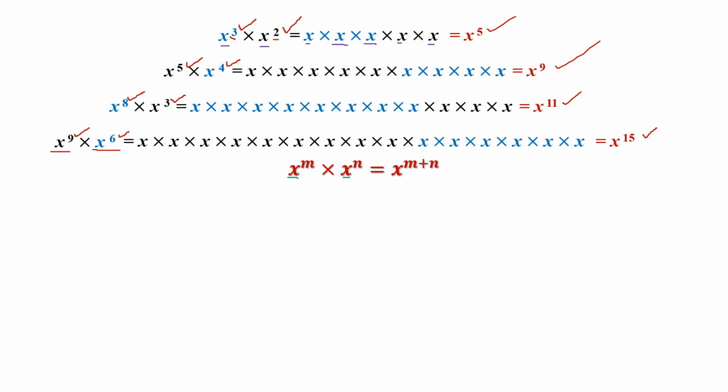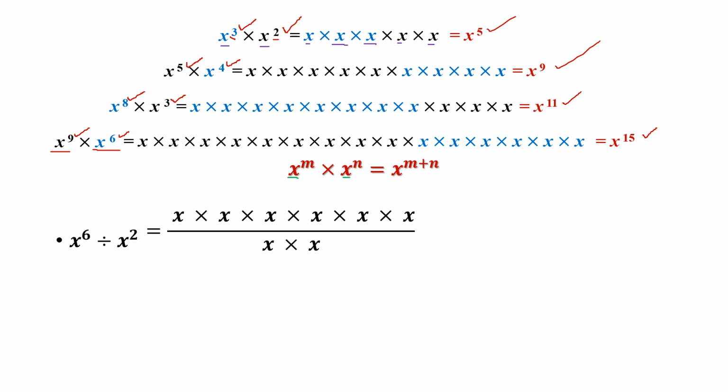Let's move on to our second law, where we'll be dividing x to the power 6 by x to the power 2. This is the same as, by expansion, 6 x's multiplying each other in the numerator, divided by 2 x's multiplying each other in the denominator. So this x will cancel with this x in the denominator. This x in the numerator will cancel with this x in the denominator, remaining with these 4 x's. So this will simplify to x to the power 4 like this.